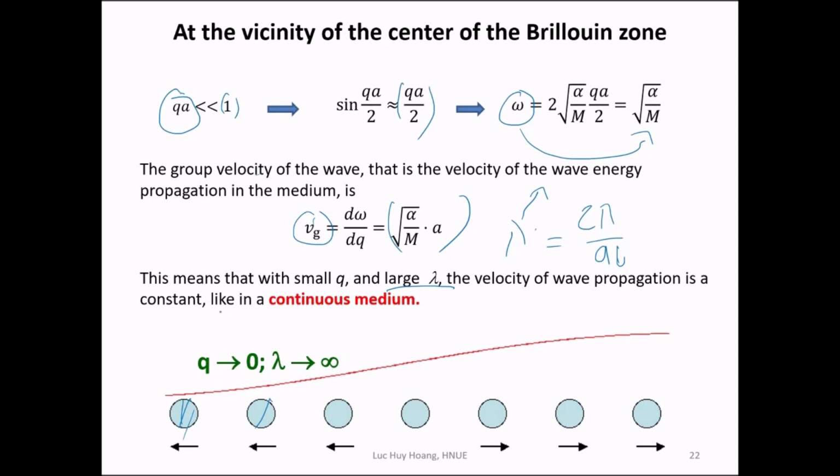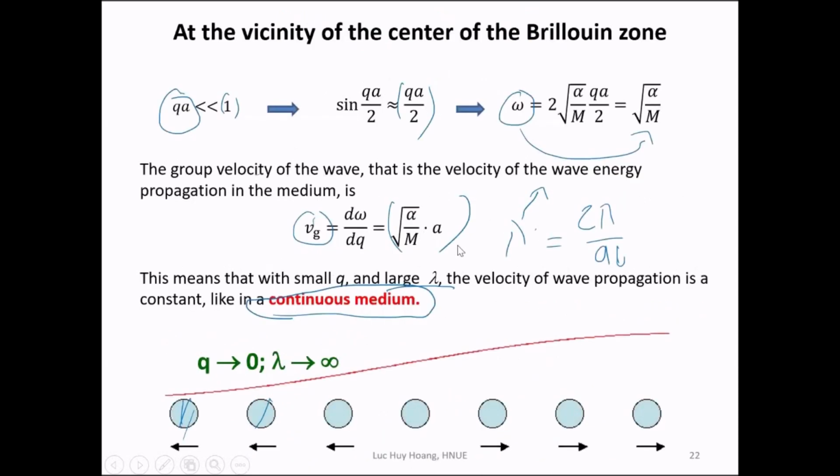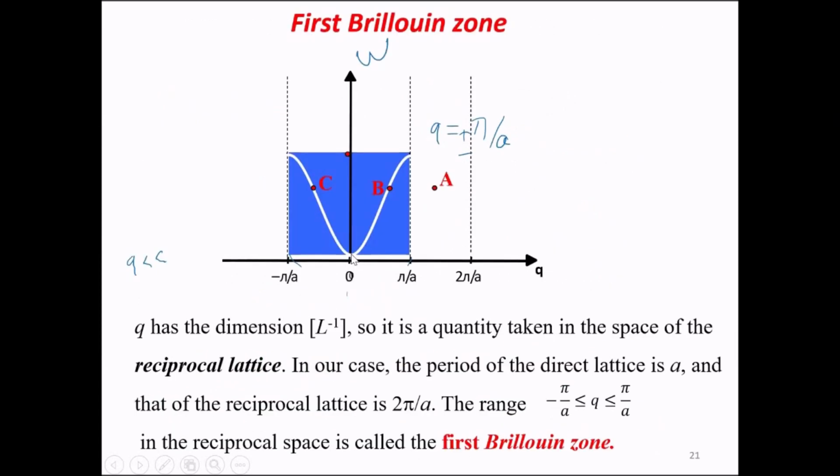And this is the property of a wave in a continuous medium. You can imagine when we play the guitar, each atom can vibrate, right? And lambda should be quite big in this case. And what about the value at the boundary? Okay, now we consider the value of q at the center. Okay, the center.